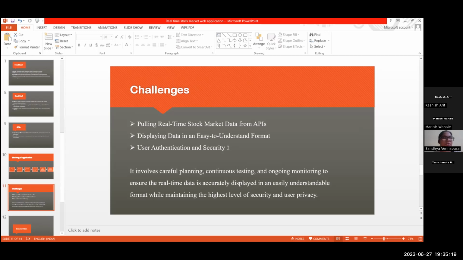It is important to secure the user data. So it involves careful planning, continuous testing and ongoing monitoring to ensure the real-time data is accurately displayed in an easily understandable format while maintaining the highest level of security and user privacy.